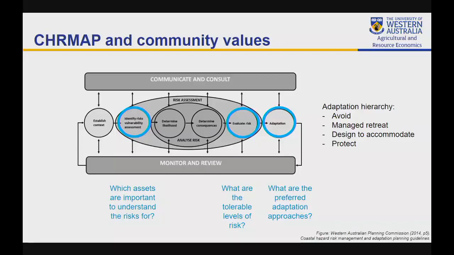Interestingly, the Department of Planning have a hierarchy for adaptation in terms of the order they would prefer local governments to follow. First of all, they prefer that you avoid building in a place where you're going to have water soon, obviously. Secondly, they prefer that you have a managed retreat response. So that is where you move people back and away. That one's pretty contentious socially, as you would expect. Thirdly, they would prefer that you design to accommodate. So obviously you can build and construct things so that they can withstand the impacts of storms, erosion and so on. And lastly, they suggest that you protect.